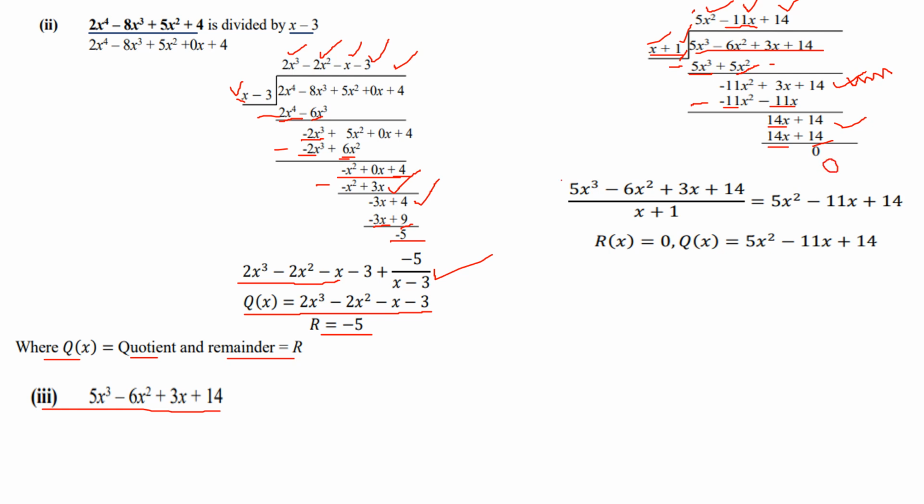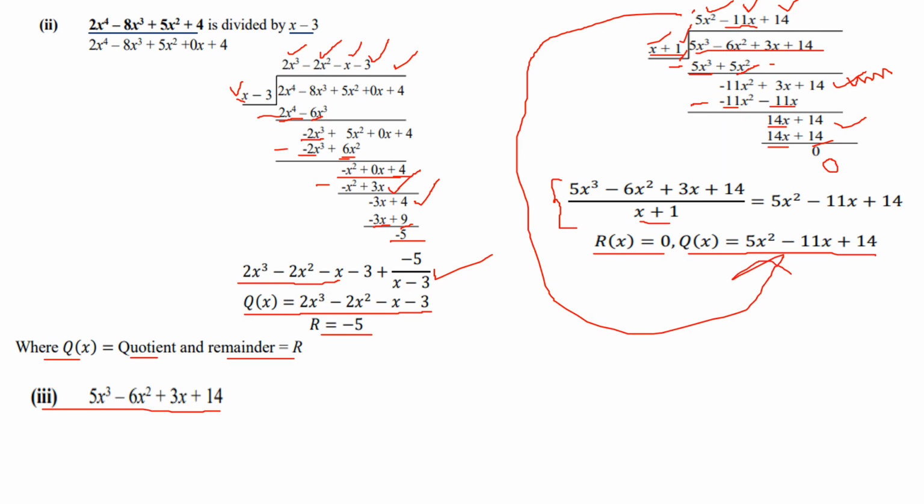So that's why we are saying that when our polynomial is divided by the divisor which we are given, we are going to get the quotient, which is 5x squared minus 11x plus 14. And then on specifying, we say that the remainder of our polynomial function of x is going to be 0, and the quotient is the expression above the root.